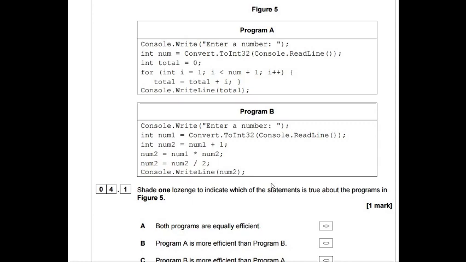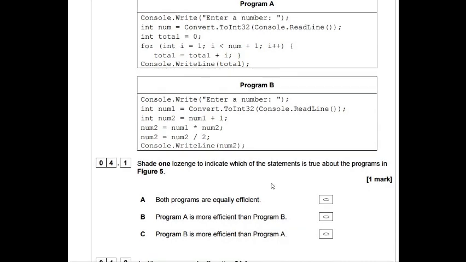It's actually C. So if you shade lozenge C, you're just correct. You won a mark. If you shaded one of the other two, they are the wrong answers. On we go. So it's actually C. Program B is more efficient than A.